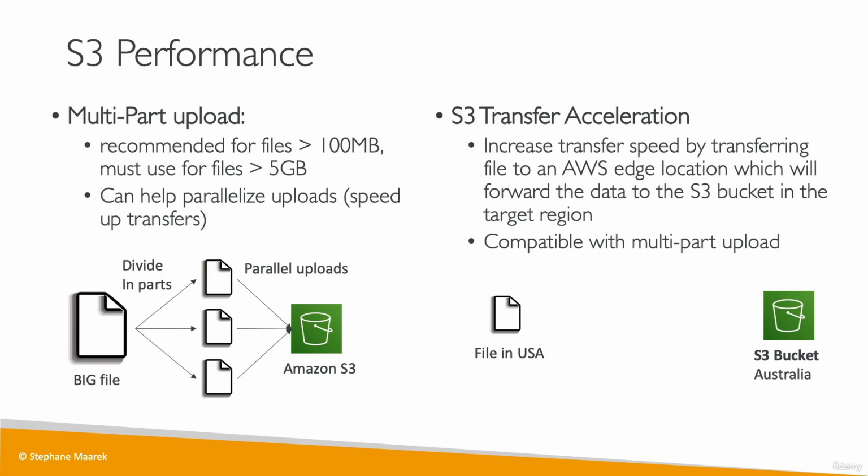We have a file in the United States of America, and we want to upload it to an S3 bucket in Australia. So what this will do is that we will upload that file through an edge location in the United States, which will be very, very quick, and that will be using the public internet. And then from that edge location to the Amazon S3 bucket in Australia, the edge location will transfer it over the fast private AWS network. So this is called transfer acceleration because we minimize the amount of public internet that we go through, and we maximize the amount of private AWS network that we go through. So transfer acceleration is a great way to speed up transfers.